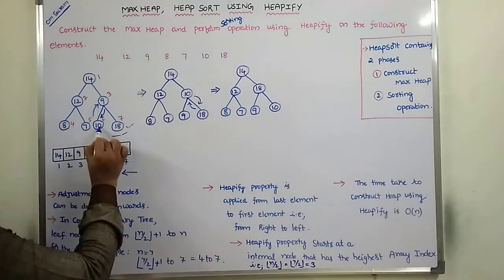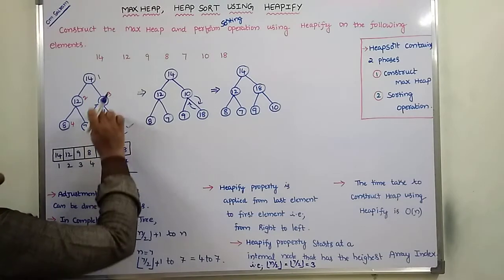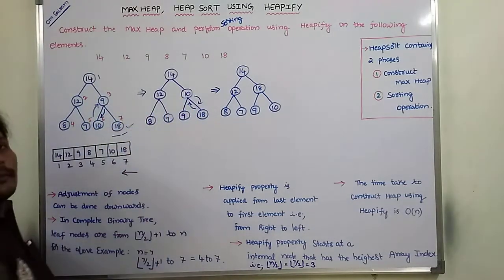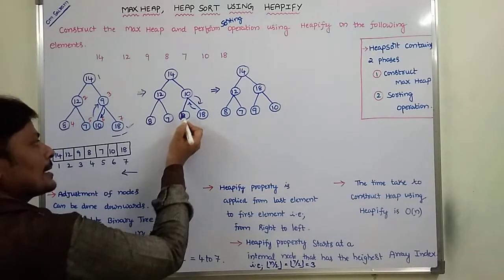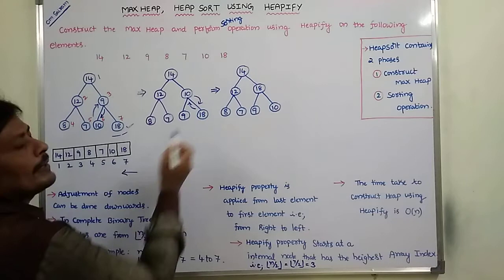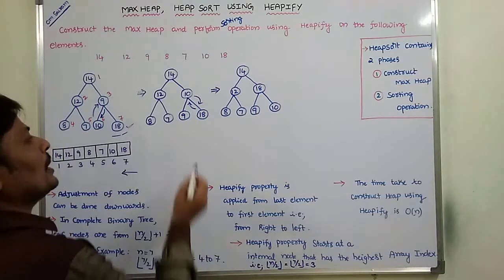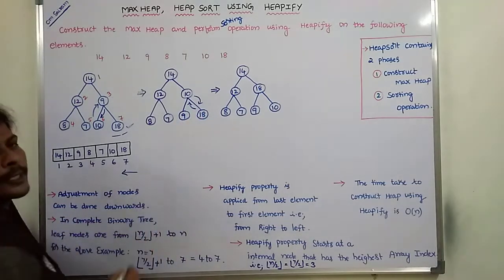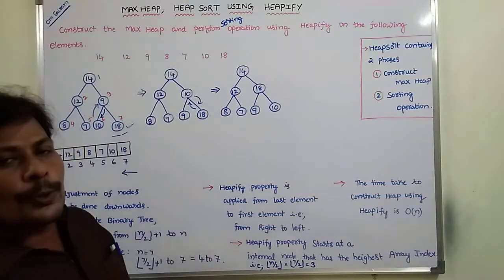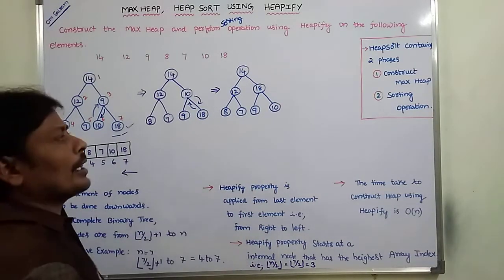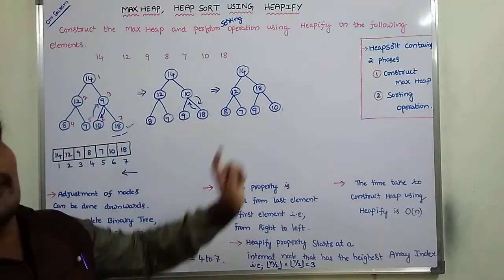So 9 is compared with 10. It is false. Now swappings can be done. 10 goes up, 9 goes down. Now 10 is compared with 9. 10 is greater than 9. 10 is compared with 18. It is false. It does not satisfy the maximum heap property, so adjustment or swapping can be done. 18 goes up, 10 goes to 9's place. 10 goes to 18's right child. Now it is completed. It satisfies the Heapify property.